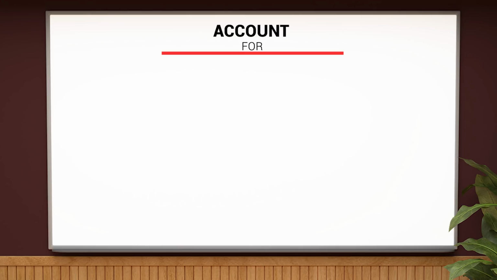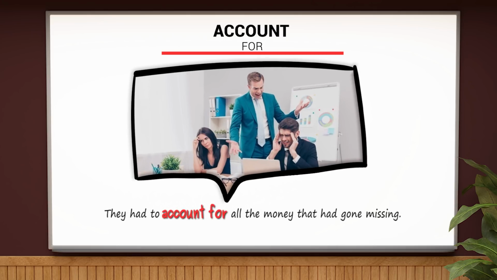Well, the first meaning of account for is to explain or justify something. If a situation accounts for a particular fact or situation, it causes or explains it. Here is an example. They had to account for all the money that had gone missing.